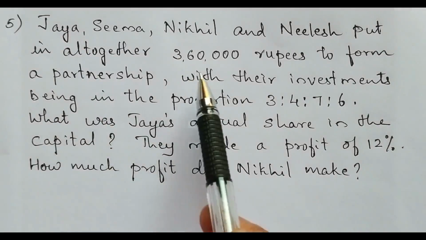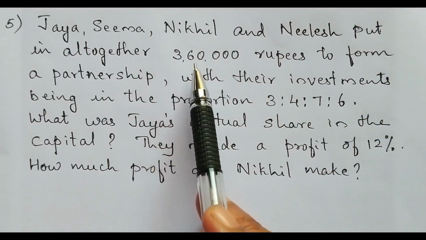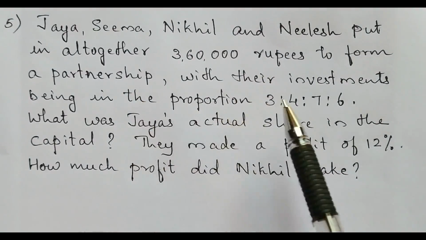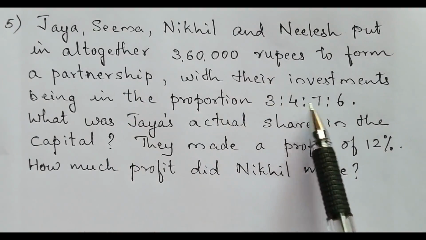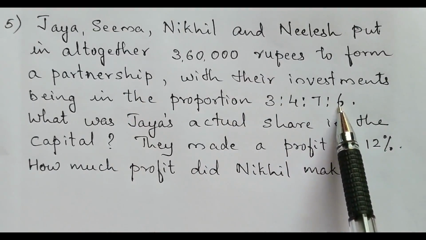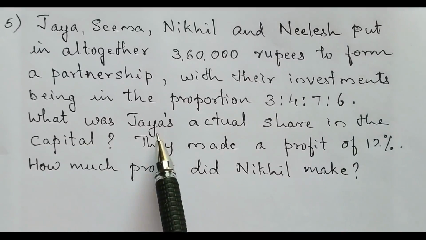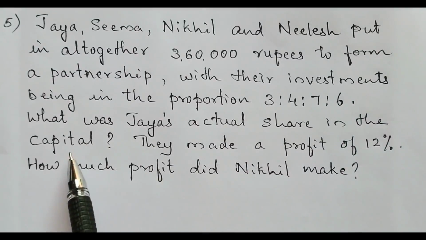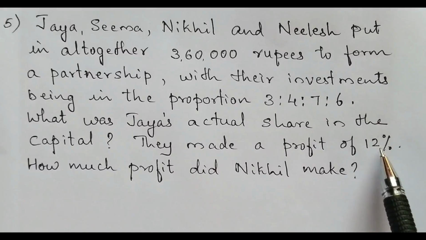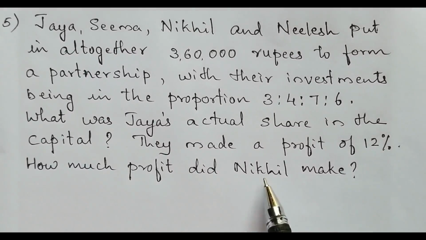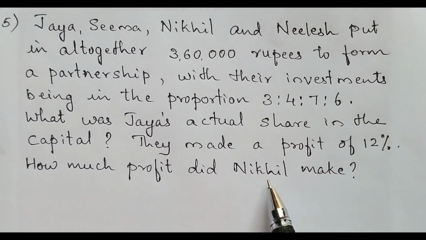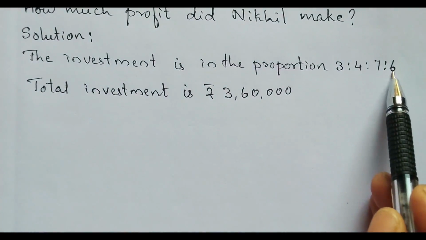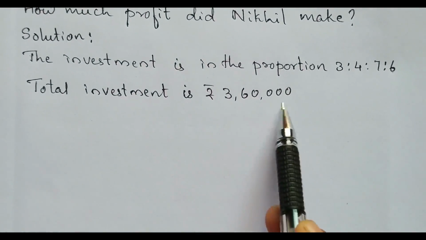4 people came together contributing 3,60,000 rupees to form a partnership. The proportion of their investments is 3:4:7:6. We want to find Jaya's actual share in the capital, and if they made a profit of 12%, what was the profit received by Nikhil? The investment is in the proportion 3:4:7:6. The total investment is 3,60,000.